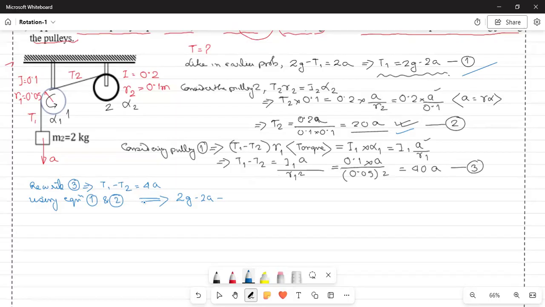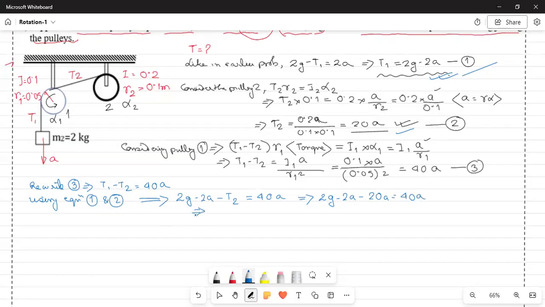So T2 we do not know here. I made a mistake here. This is not 4A, this is 40A. T1 minus T2 is 40A. And T1 is 2G minus 2A from this equation, minus T2 is equal to 40A. From here, what do you get? We get 2G minus 2A, and T2 was given as 20A. So 2G minus 2A minus 20A is equal to 40A.